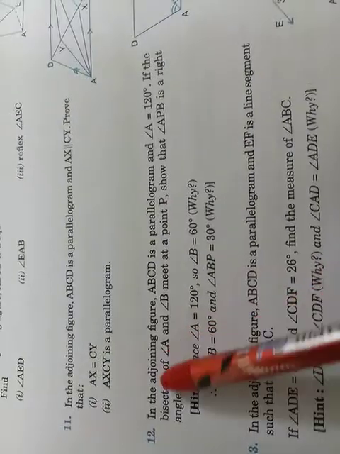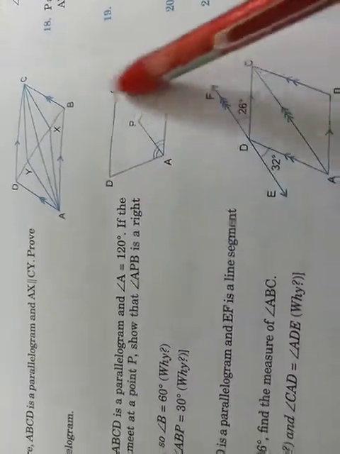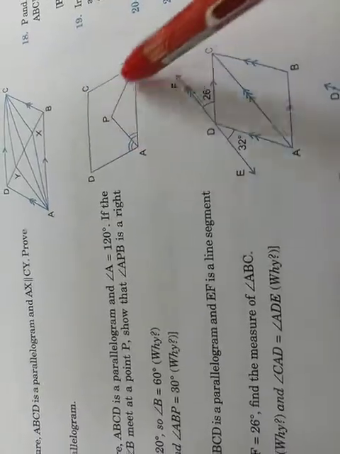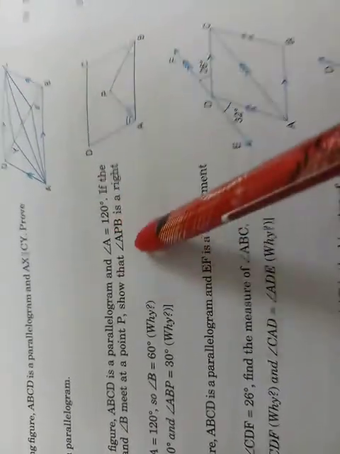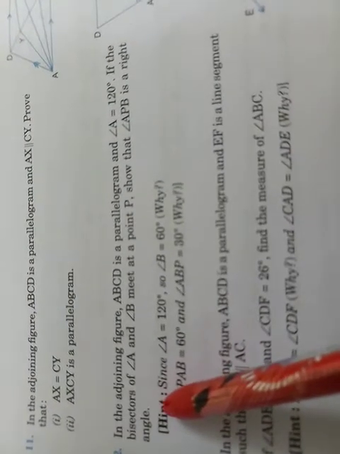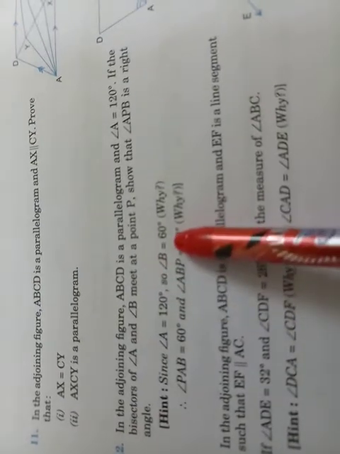Now the next question is question number 12. Question number 12, ABCD is a parallelogram. It's given if the bisectors of angle A and angle B meet at point P, show that angle APB is a right angle. You can do it very easily, students. If you find difficulty, then I'll discuss that also with you.